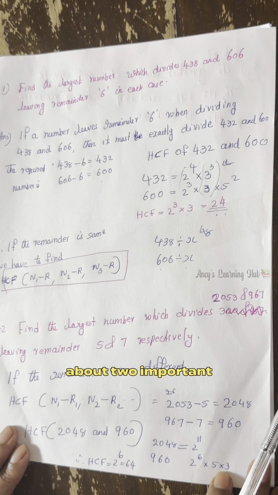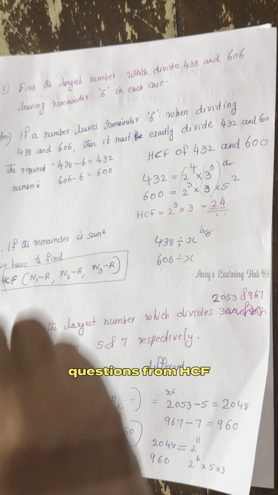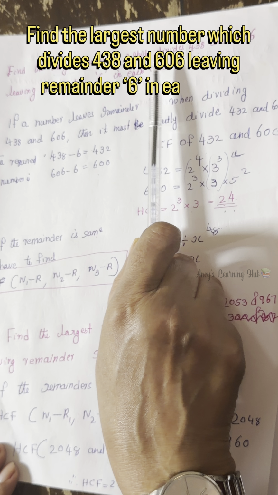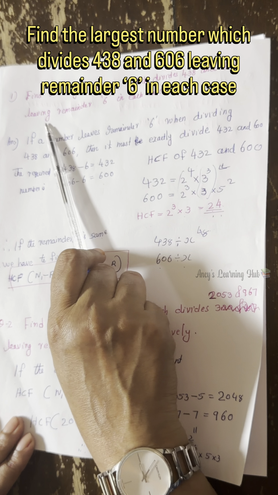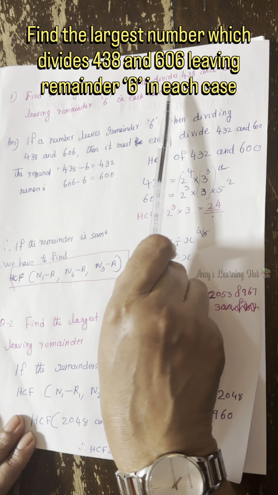We are discussing two important competency based questions from HCF. Find the largest number which divides 438 and 606, leaving remainder 6 in each case.